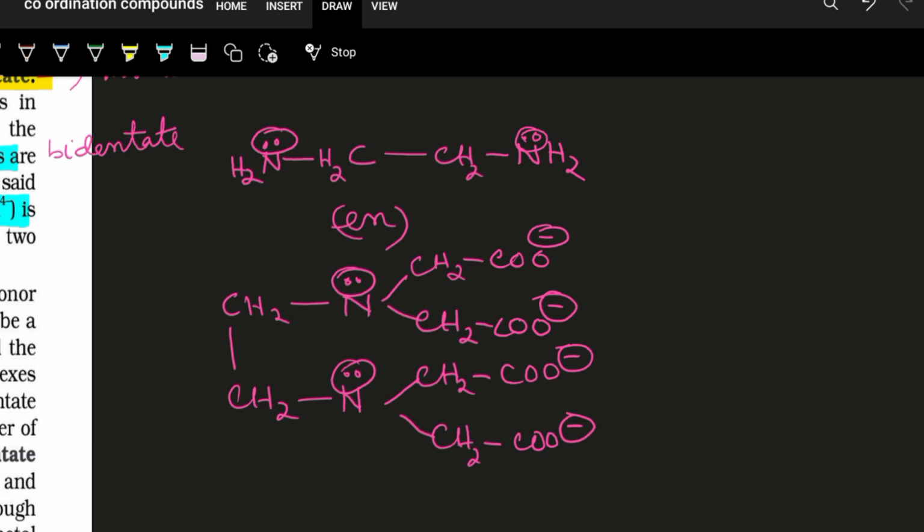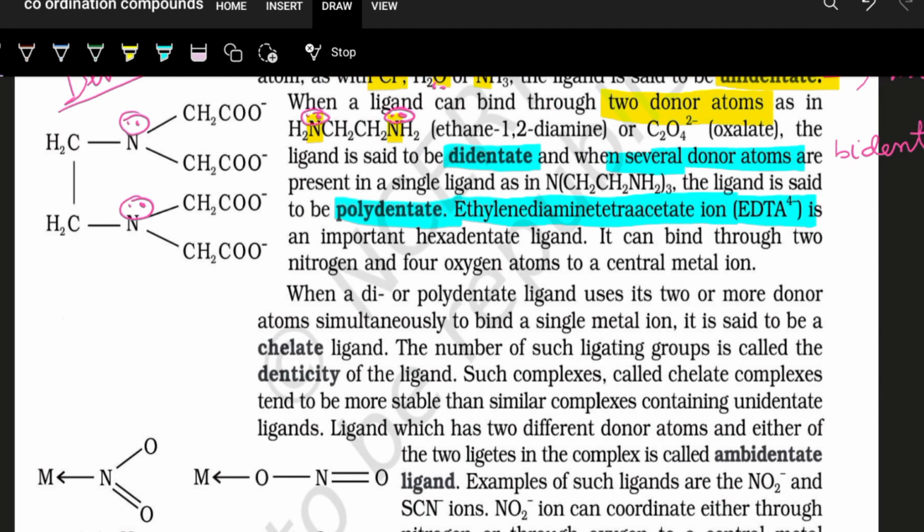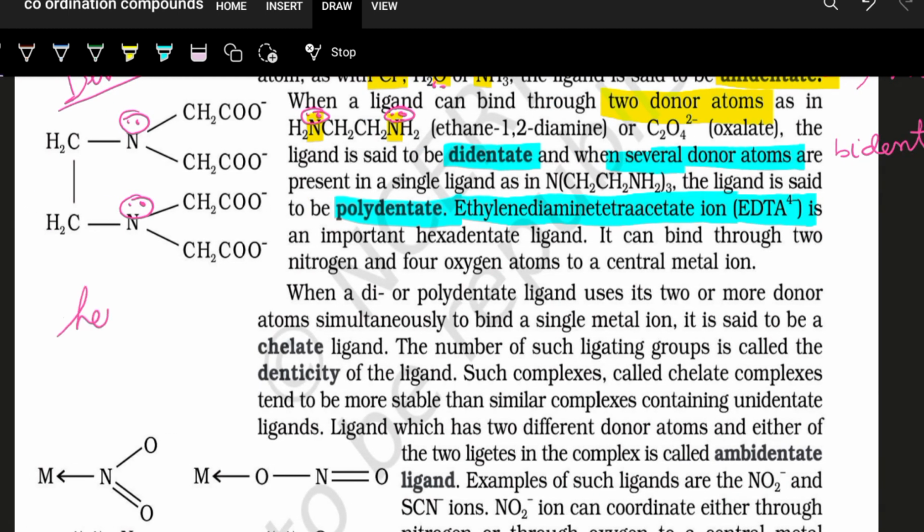Now what is the denticity of EDTA4 minus, ethylene diamine tetraacetate ion? This is one donor, this is second, third, fourth, fifth, sixth. So this is a hexadentate ligand. So EDTA4 minus is a hexadentate ligand. It has denticity equal to 6.